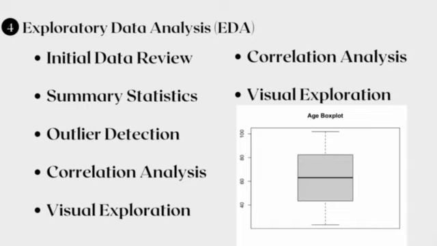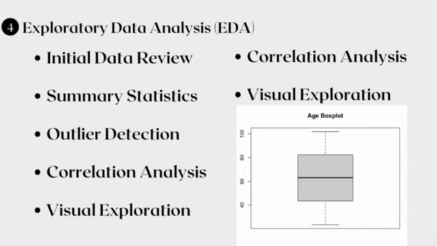Summary statistics calculation. The reason for this is to compute summary statistics for each variable to grasp data distribution, central tendencies, and variability. Outlier detection. Identify potential outliers in crucial variables, age and y-hat, that may impact model performance.